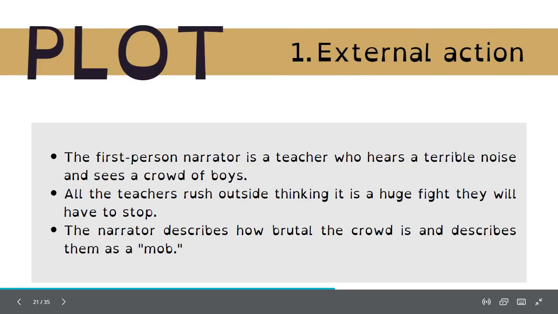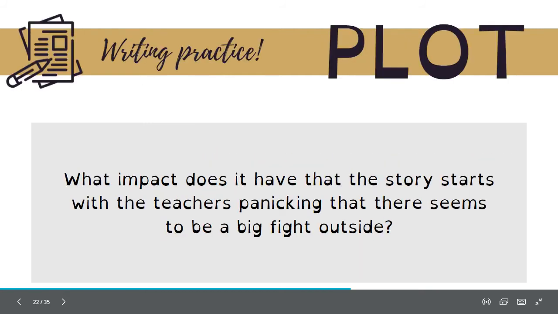Plot, section 1, external action. The first-person narrator is a teacher who hears a terrible noise and sees a crowd of boys. All the teachers rush outside, thinking it is a huge fight they will have to stop. The narrator describes how brutal the crowd is and describes them as a mob. What impact does it have that the story starts with the teachers panicking that there seems to be a big fight outside? Have a think about that and write down your answer.